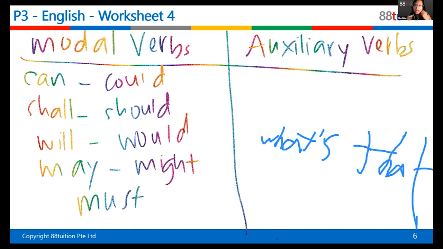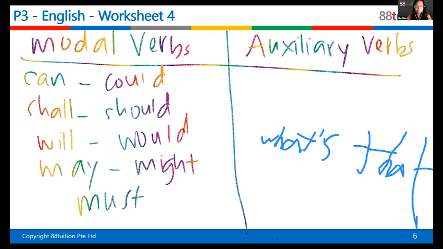They are called modal verbs. They're helping verbs. Basically, auxiliary and modal verbs are helping verbs, okay? They come in front of a main word. Can you run? Can is helping the run. Run is the verb. Can you run? I'm asking you a question, right? These are all modal verbs.